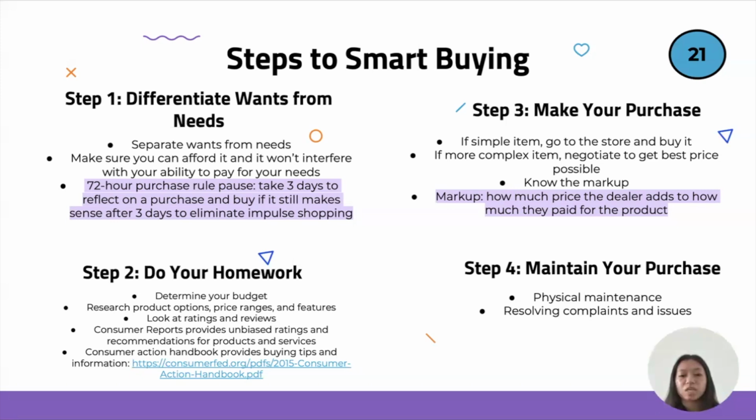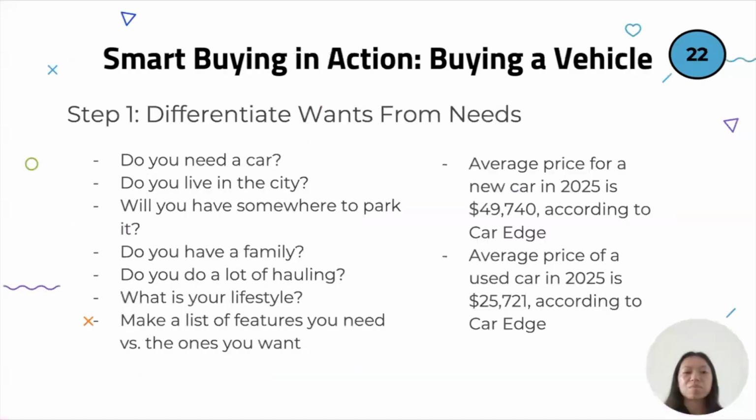Step 4, maintain your purchase. Physical maintenance and resolving complaints and smart buying in action. Buying a vehicle. Step 1, differentiate your wants from your needs.